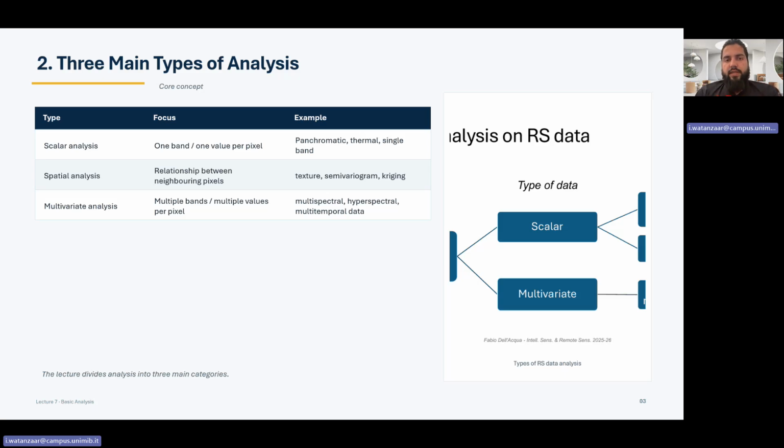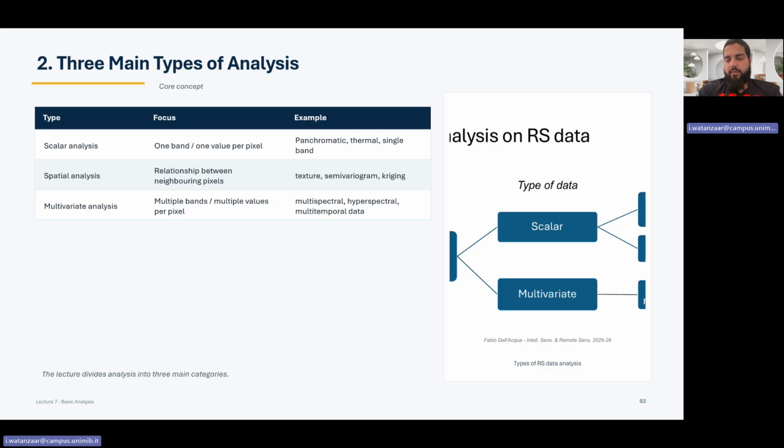This lecture is basically divided into three main types of analysis. It starts with the scalar analysis, which focuses on one band or one value per pixel. We discussed last time the multispectral or hyperspectral data. Here we are discussing only one band from those multiple bands, or one value per pixel. When the number of pixel values increases, it becomes like a cube. Examples we have taken for intuition are panchromatic, thermal, or single bands.